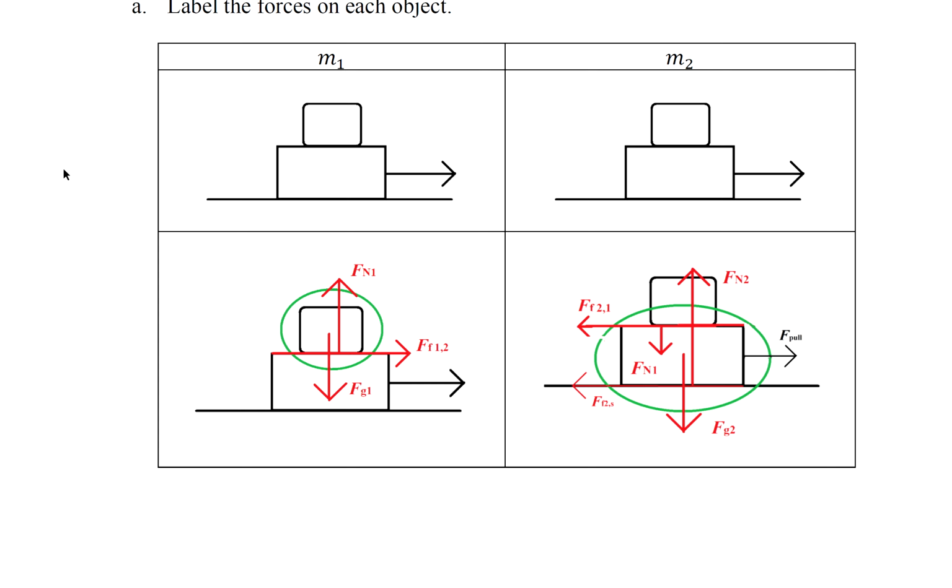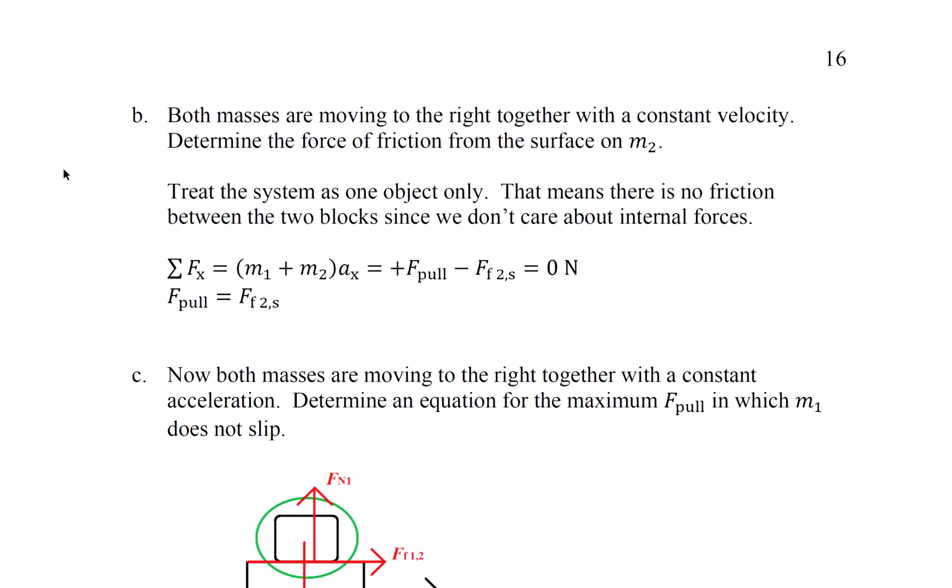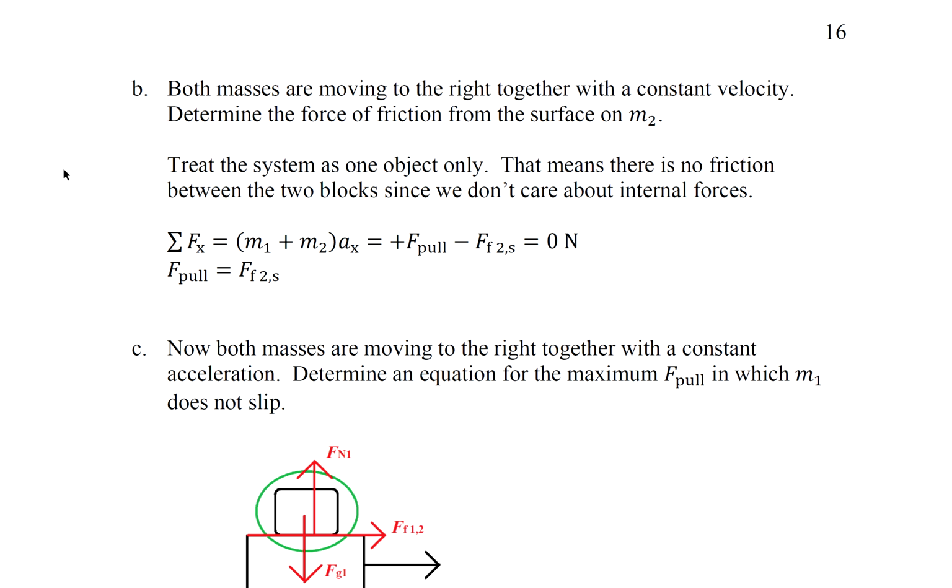Remember the 4 steps. Step 1, circle the object. Step 2, label the forces. Step 3, put an x and y axis. Step 4, use the equation F equals ma. So, part B, both masses are moving to the right together with a constant velocity. Determine the force of friction from the surface on M2.